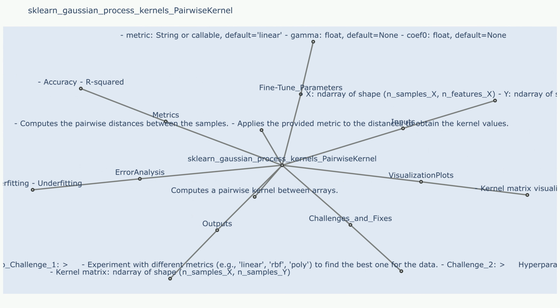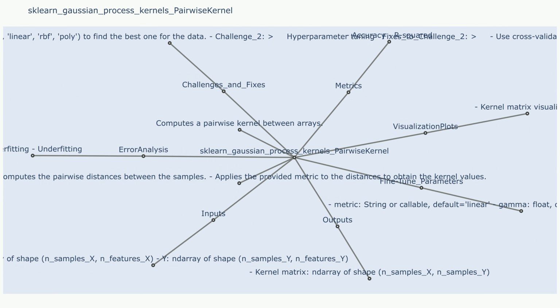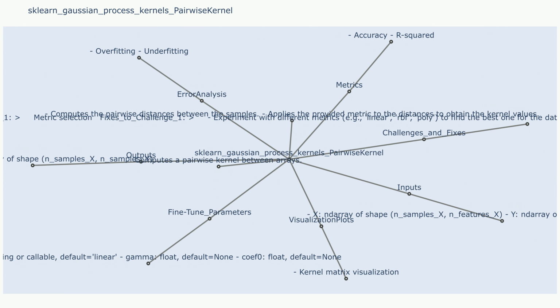Fixes to challenge 1: explore different similarity metrics, such as cosine similarity or a custom metric tailored to the specific image features, which could potentially capture the relationships between images more effectively. Experiment with different metric functions and evaluate the performance of the resulting kernel in the context of the specific problem.